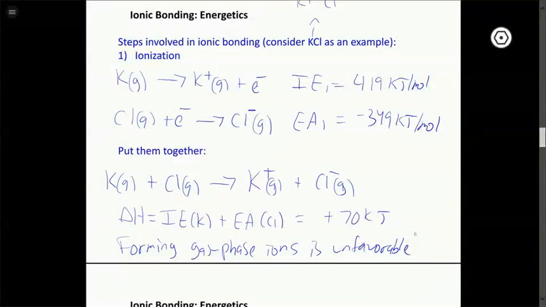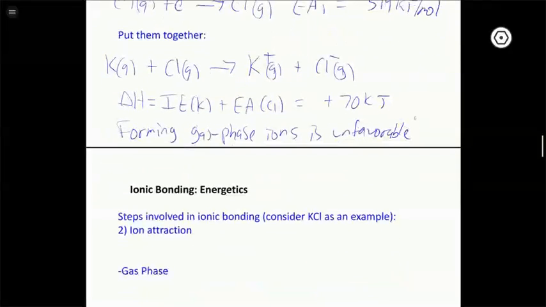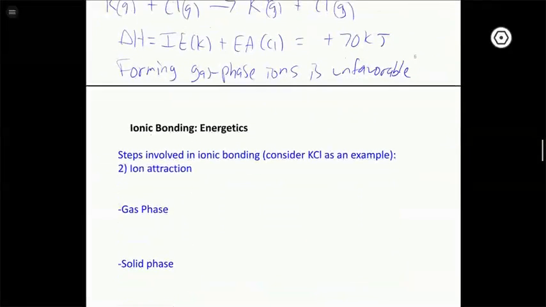But something else that we'll talk about in more detail in Chapter 9 is that ionic compounds don't just consist of gas phase ions. We know that ionic compounds typically exist as solids, and we'll see more details about that later. So it's not just these two energies that we have to consider. If we really want to understand the formation of an ionic compound and what the energy change associated with that is, we have to consider other terms as well. Okay? So let's look at other steps that can be involved in this.